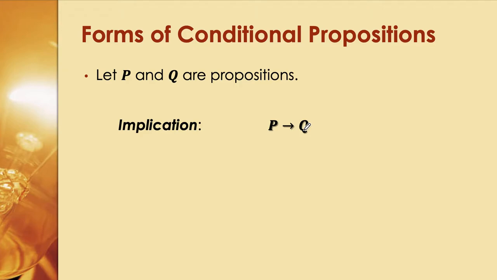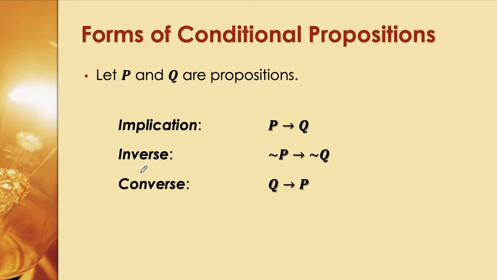If we negate both P and Q here, imagine putting a negation sign on both P and Q, what we have is called the inverse: not P implies not Q. Going back to the implication, if we switch the places of the propositions, it becomes Q implies P. That's what we call the converse.